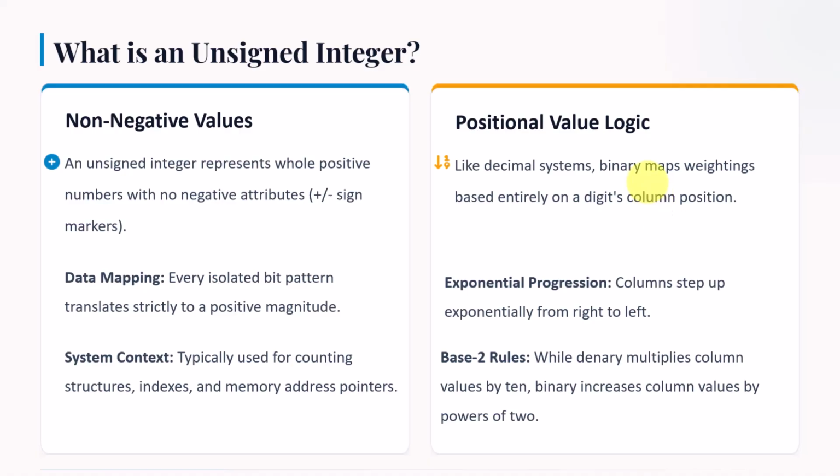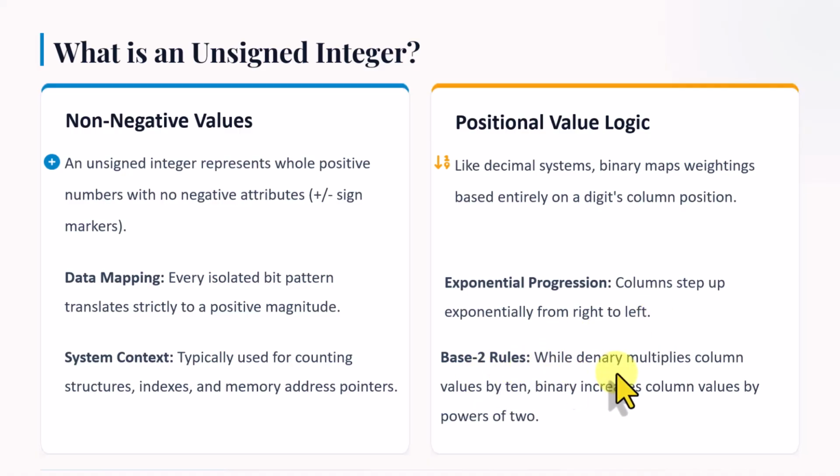Binary maps weightings based entirely on digit column position. The first, or rightmost, column has a value of 1. The next one, to the left of that, is 2. The next one is 4. So columns step up exponentially from right to left.